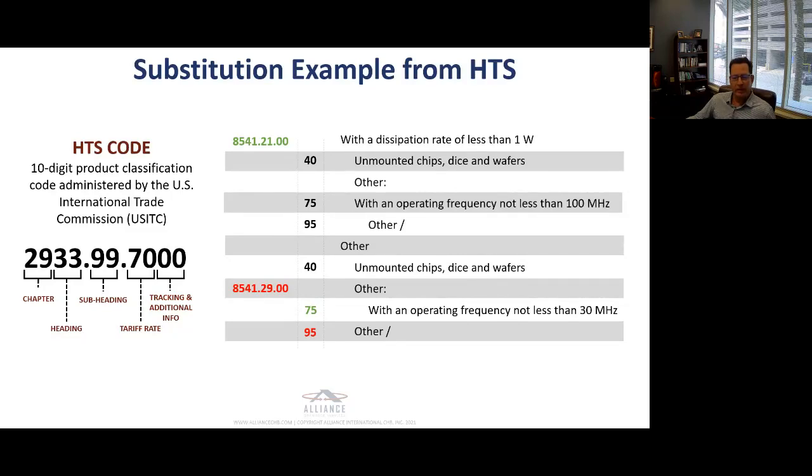Now at the 10th, if your HTS has a breakout of 75 with an operating frequency under 30 megahertz, then we can claim substitution drawback at the 10th digit. But unfortunately, if you fall under 95 at the 10th digit, then we're in other, and our only option is to file under the direct identification provision of the law. The reason for this particular rule, Congress thought that allowing the substitution for goods that fall into these other baskets was too broad in nature, and they wanted to place a restriction on it, and this was the compromise that was arrived at in order to essentially garner the support that was required to pass the legislation through Congress.